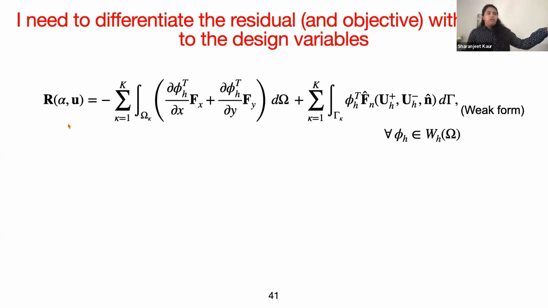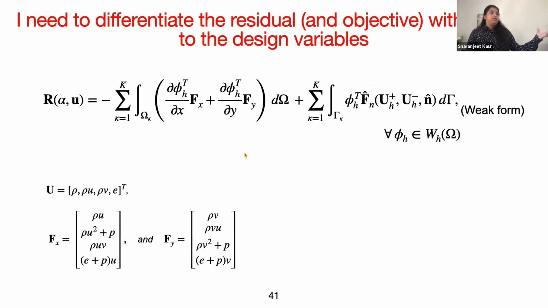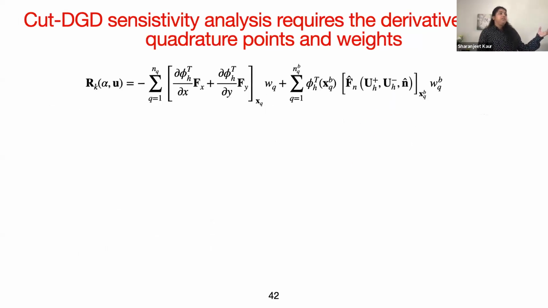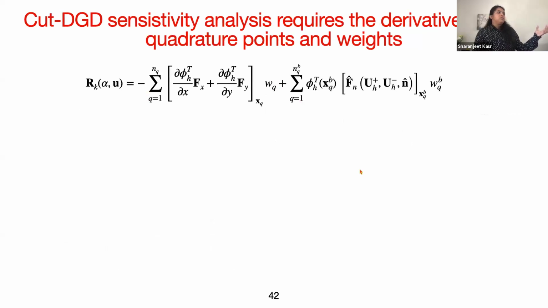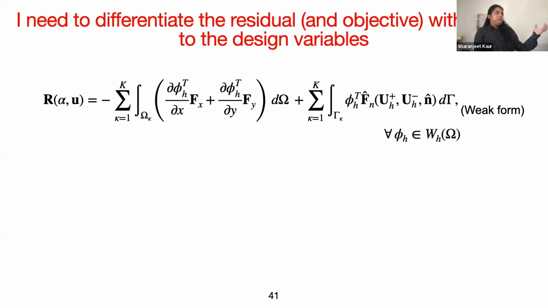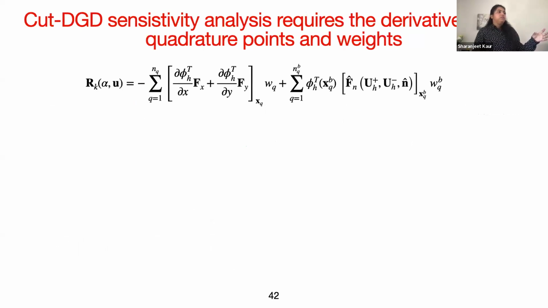So here is the weak form residual for the Euler equation, where fx, fy are the Euler fluxes, and this is a numerical flux function. Now, if I differentiate it, okay, let me go back. So I can replace these integrands with the quadrature rule, and once I do that, I get this, where wq and xq are the quadrature weights and points.